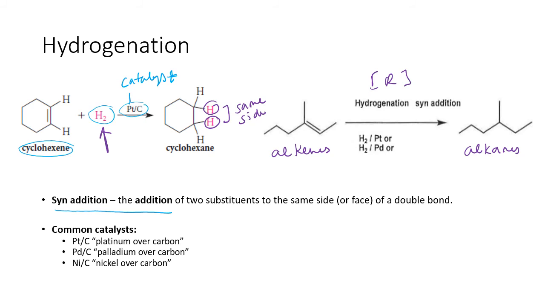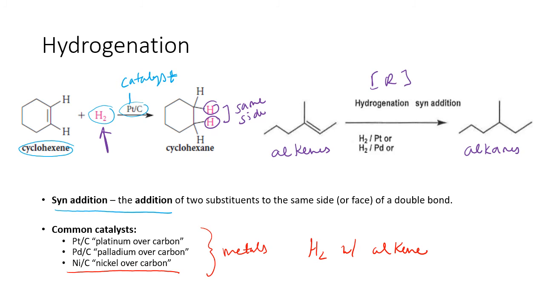So some common catalysts that you could see: platinum over carbon, palladium over carbon, nickel over carbon. The point is, notice that there's a lot of variety of metals that are used to facilitate the interaction of the hydrogen gas with the alkene.